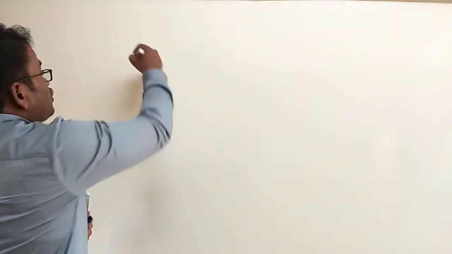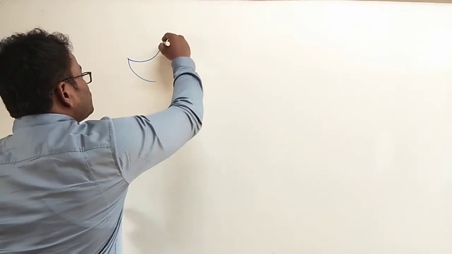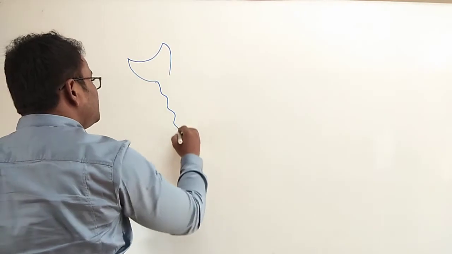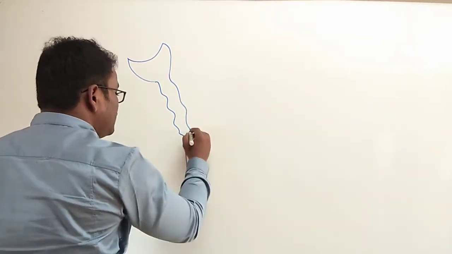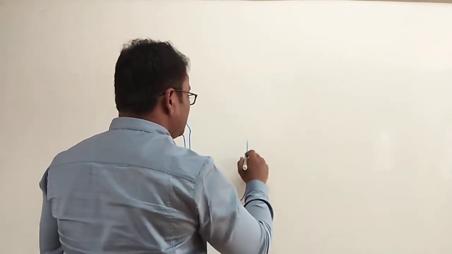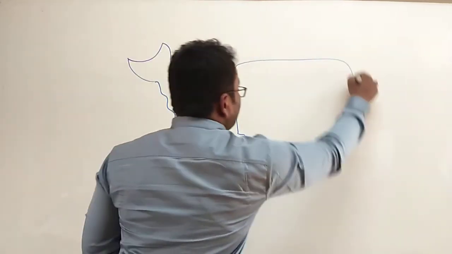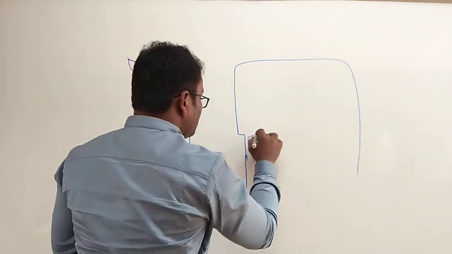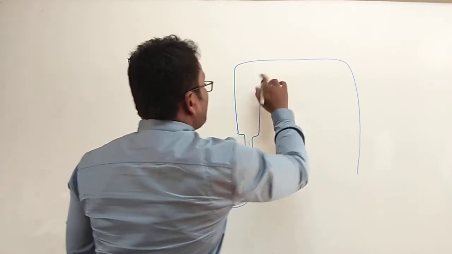So this is the structure of the nephron. The nephron consists of the Bowman's capsule. Next, this one is the PCT. This is the loop of Henle. This is the descending limb. This is the ascending limb. This ascending limb consists of the thick part of the loop of Henle. This is the thick part of the ascending limb of the loop of Henle.